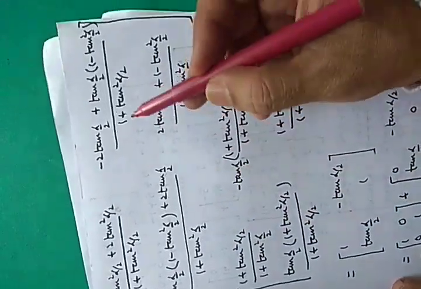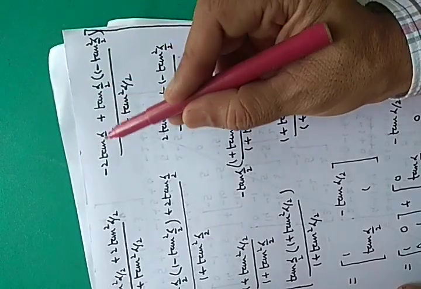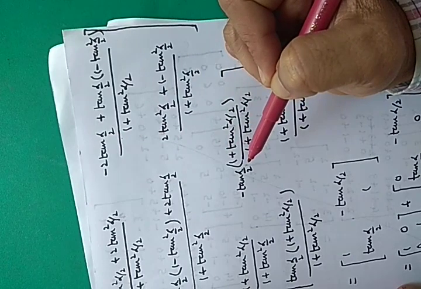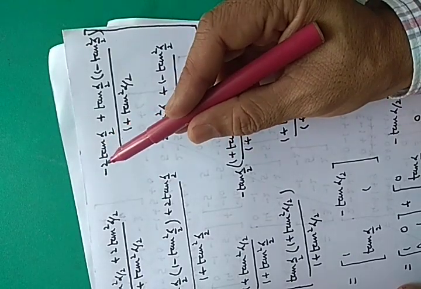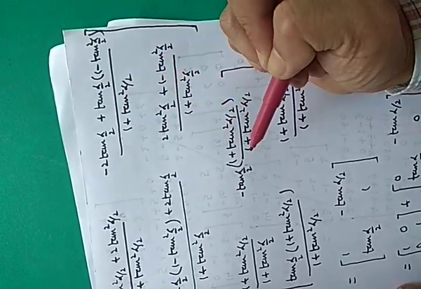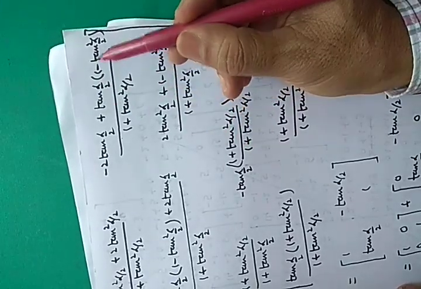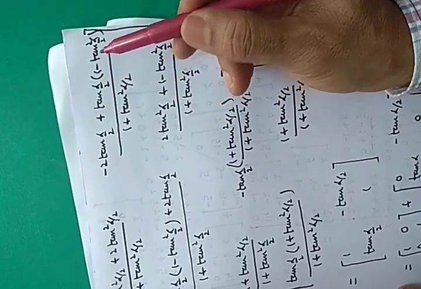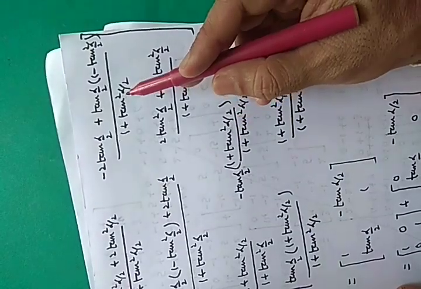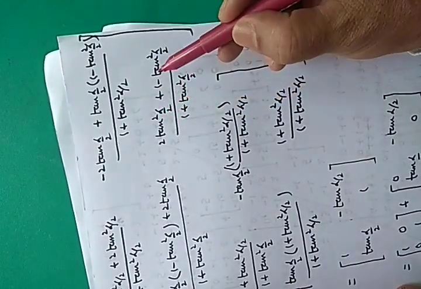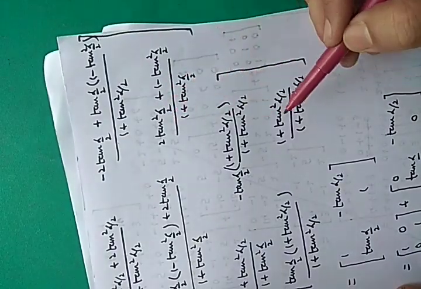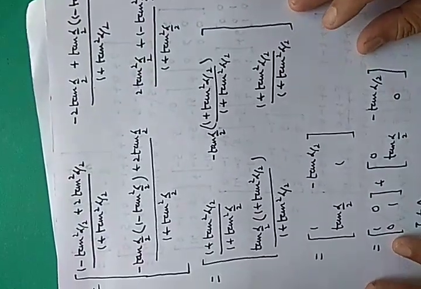Okay, and here again you can take minus tan alpha by 2 common. So when you take minus tan alpha by 2 common, here you will get plus 2, and here you will get minus 1. Plus 2 minus 1 will be plus 1. Okay, and here you will get minus minus plus tan square alpha by 2. So 1 plus tan square alpha by 2 denominator. Here 2 tan square alpha by 2 minus tan square alpha by 2 will be tan square alpha by 2. 1 plus tan square alpha by 2 upon 1 plus tan square alpha by 2.